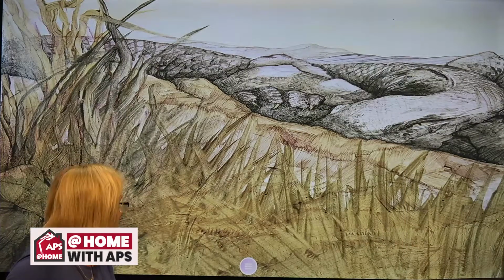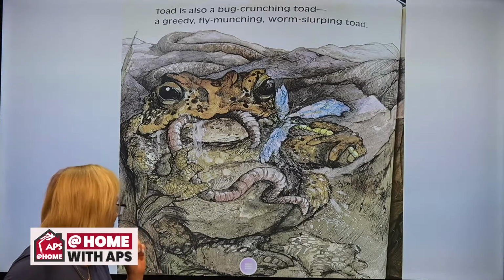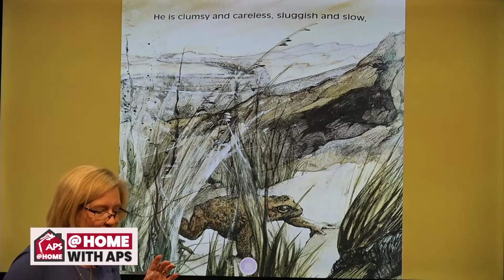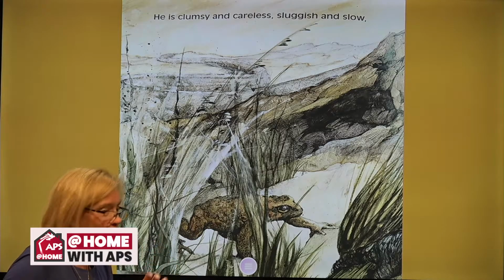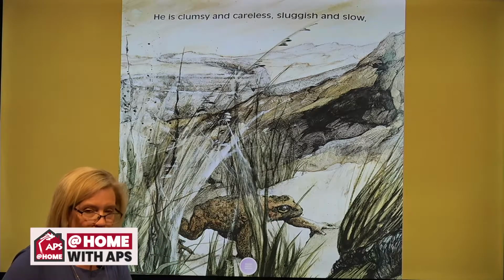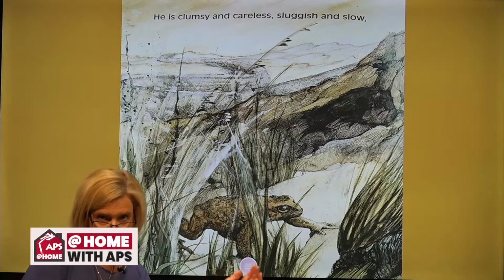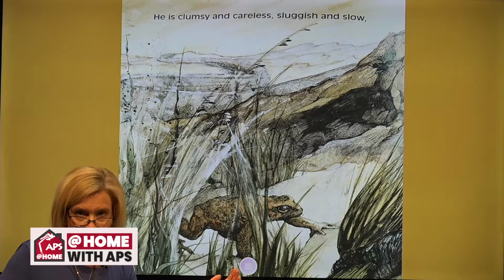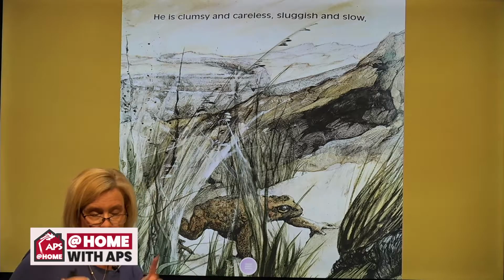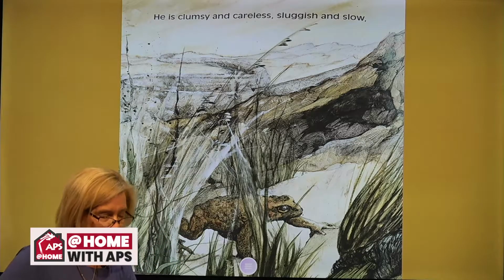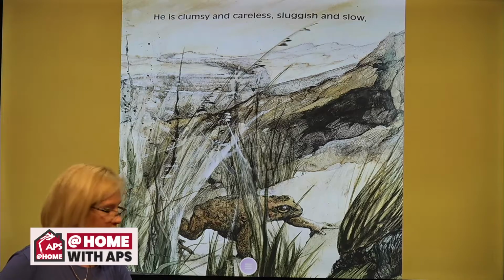Let's get back to what he's eating. He's probably going to eat some slugs. They look a little bit like worms. But slugs move really, really slowly. They crawl along, so they're slow. So she put words that mean the same thing kind of together. Clumsy and careless. Sluggish and slow. She didn't use just one word, she used two. And that helps us get the meaning a little bit more. It just hits it home.